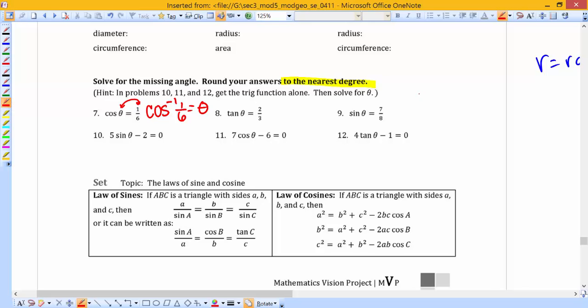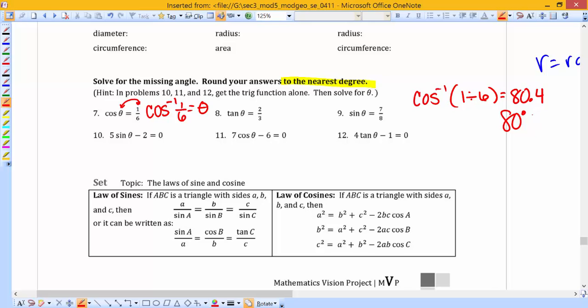I'll show you how I'm putting this in the calculator. It's 1 divided by 6. You must use parentheses. If you're not going to use parentheses here, you are going to get this wrong. Please make sure you use parentheses. So when I do that, I end up getting 80.4, which is 80 degrees. Okay, so that's number 7.